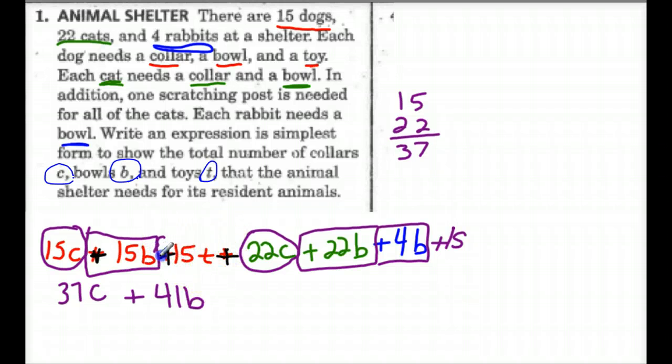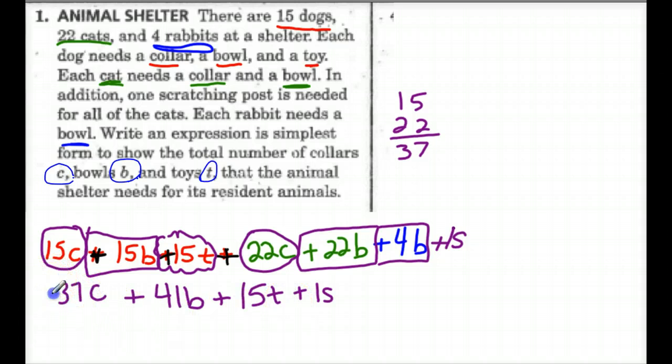And we'll do a little cloud around our T's for toys. And the only pets that need our toys are dogs. So we're going to do 15 toys. And then of course we're going to add on that 1 scratching post to the end.